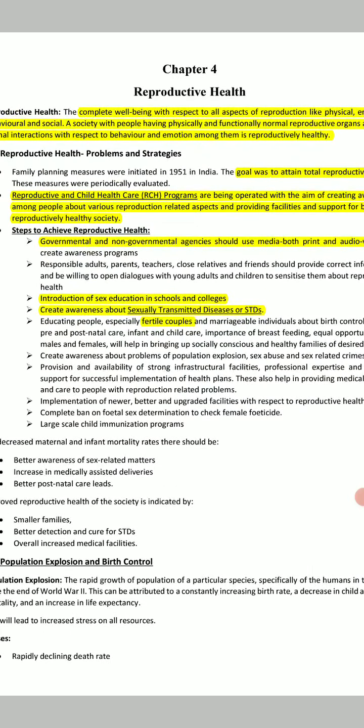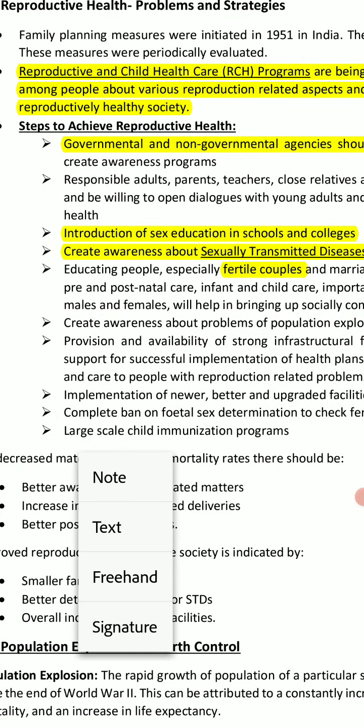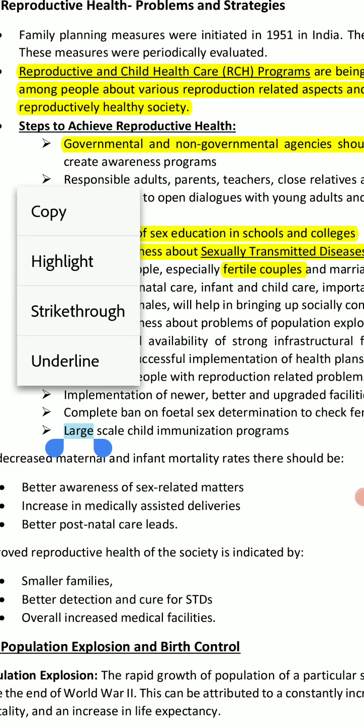Next is a complete ban on fetal sex determination to check female foeticide. It means the amniocentesis process should be banned, because nowadays people are misusing this process. That's why there is a complete ban on fetal sex determination to check female foeticide. And the last one is the large scale child immunization program. This is a very important thing.